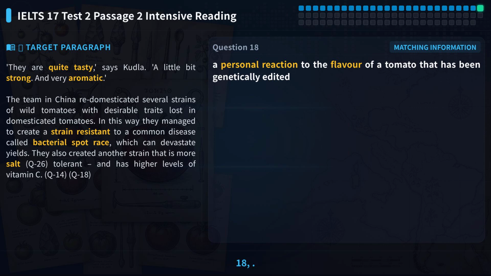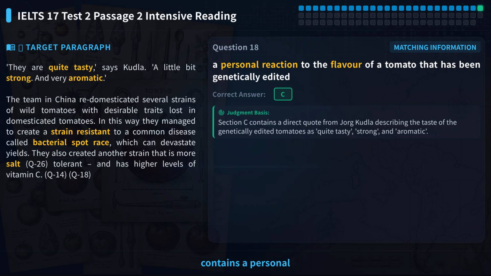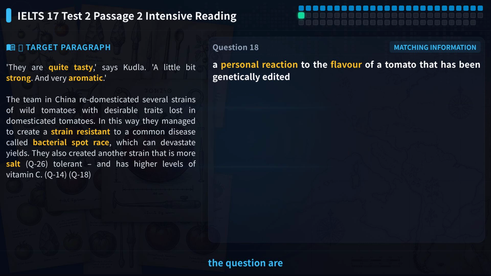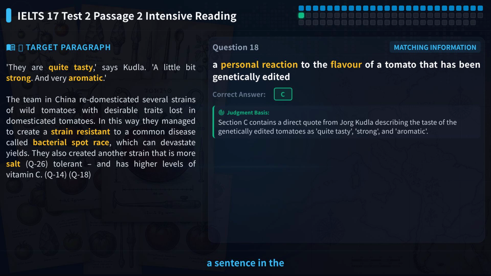Let's look at question 18. It asks you to find which paragraph contains a personal reaction to the taste of a genetically edited tomato. Pause the video and try to locate it yourself. The key words in the question are personal reaction and flavor. We need to find a sentence in the passage that describes someone's feeling after tasting a tomato.